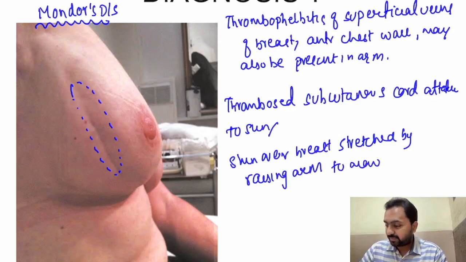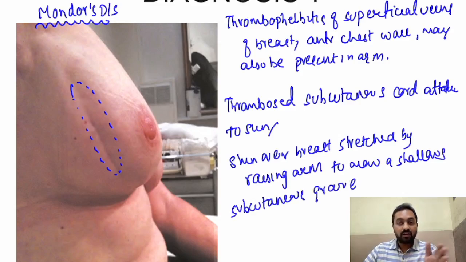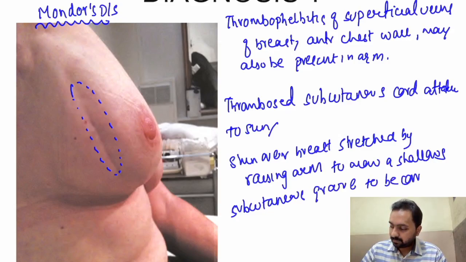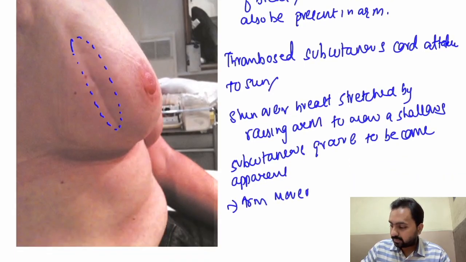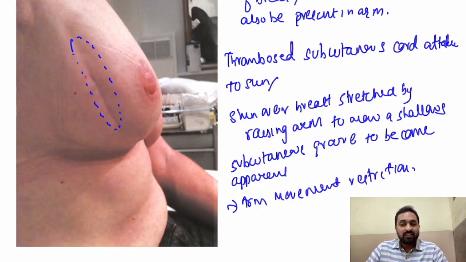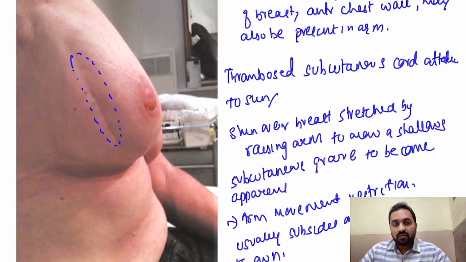To allow a shallow subcutaneous groove to become apparent. So what is the treatment for this procedure? This disease is basically arm movement restriction, right? And it is usually a self-limiting disease which usually subsides on its own.